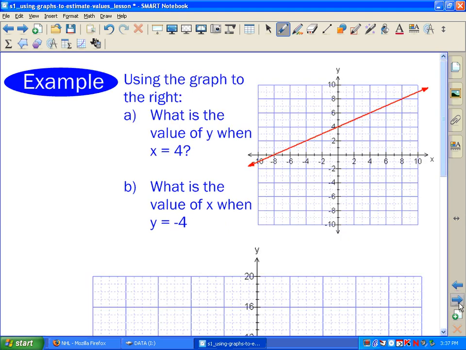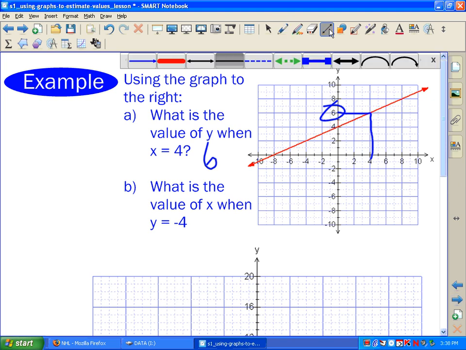Okay, so using the graph to the right, what's the value of y when x is 4? Well, x is 4 right here, we go up and we get 6. So the answer is 6. What's the value of x when y is negative 4? Well, we have to extend this graph, and let's go down here more.